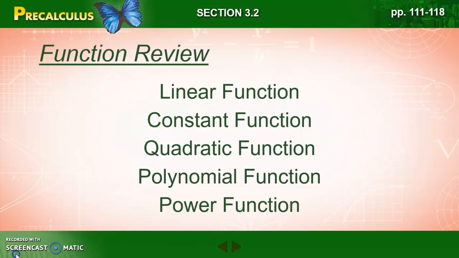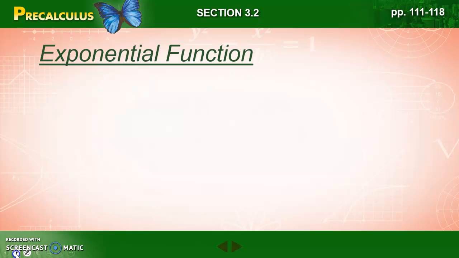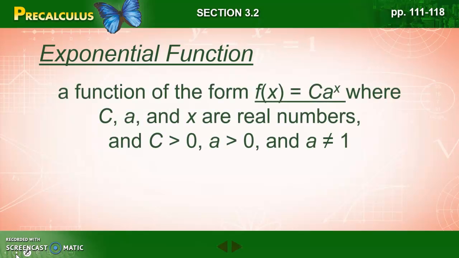Today we're learning about the next type of function, which is an exponential function. The formal definition for an exponential function is this. It's a function of the form f of x equals c times a to the x, where c, a, and x are real numbers, and c is greater than 0, a is greater than 0, and a is not equal to 1. So c is going to be a constant number, a is going to be our base, and x, our variable, is going to be the exponent.